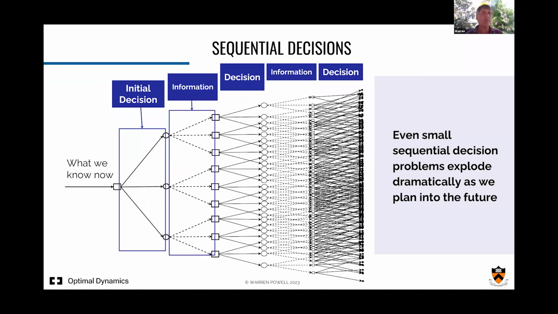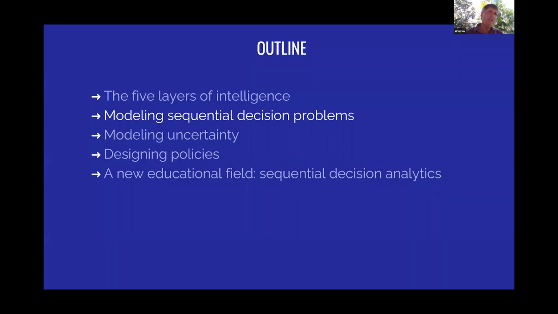And after that, the price might go up, down, or stay the same, and then so on and so forth. And in almost no time at all, this toy little problem explodes. And it's a toy. I mean, this doesn't come close to the big resource allocation problems that we run into in everyday life. So let's talk about modeling sequential decision problems.